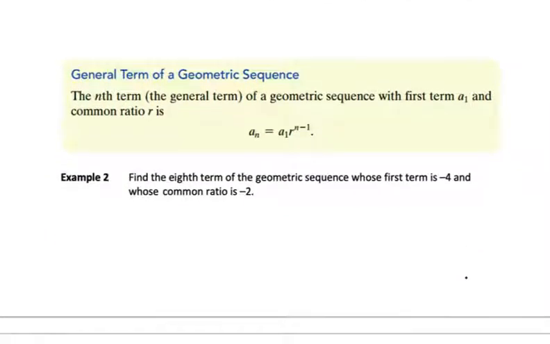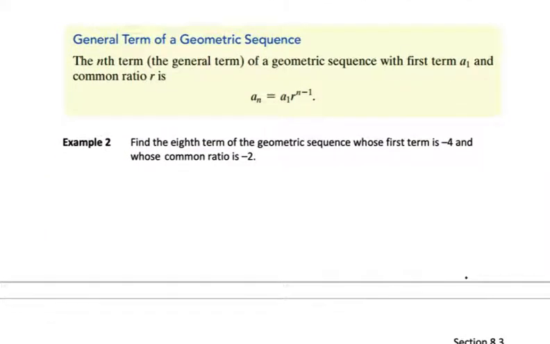Now we have a formula for the general term of a geometric sequence, just like we had a formula for the general term of an arithmetic sequence. For a geometric sequence, the formula is this: a sub n equals a sub 1 times r to the n-1 power, where r is the common ratio. Be careful when you're doing the order of operations here, because you need to remember to do the exponent, r to the n-1, before multiplying.